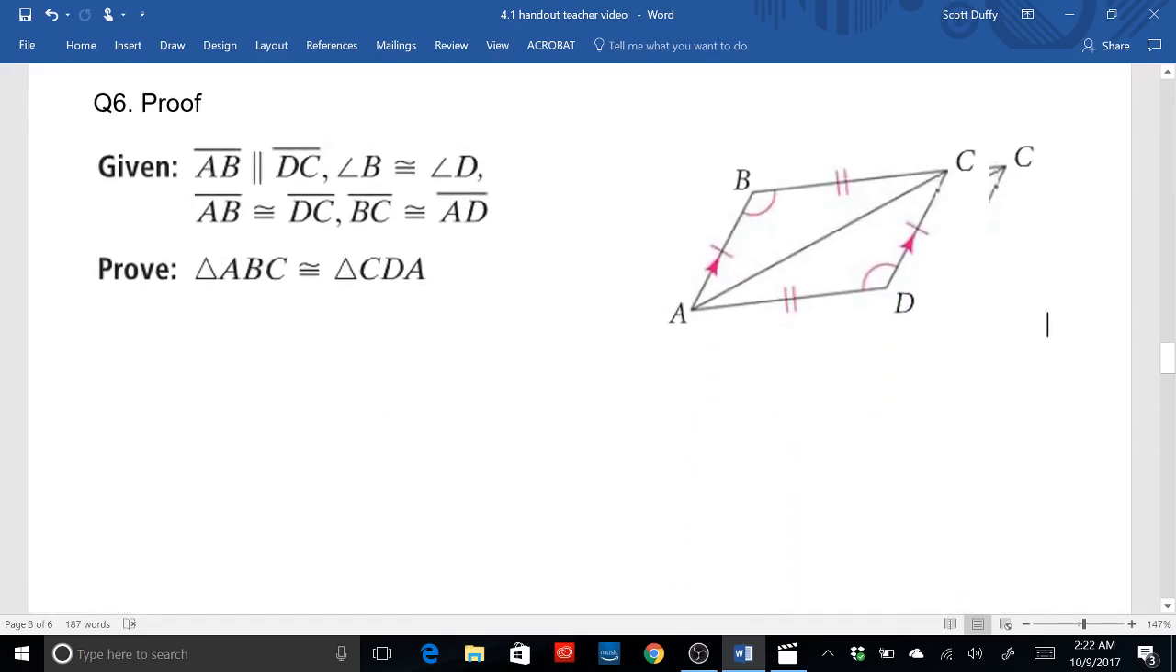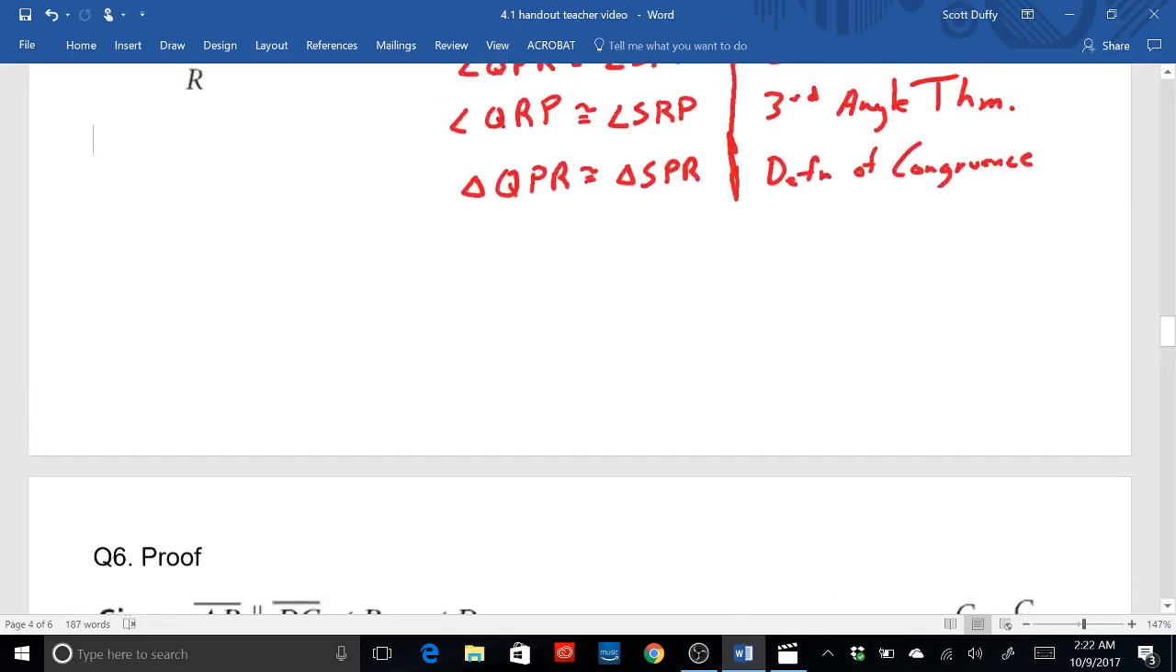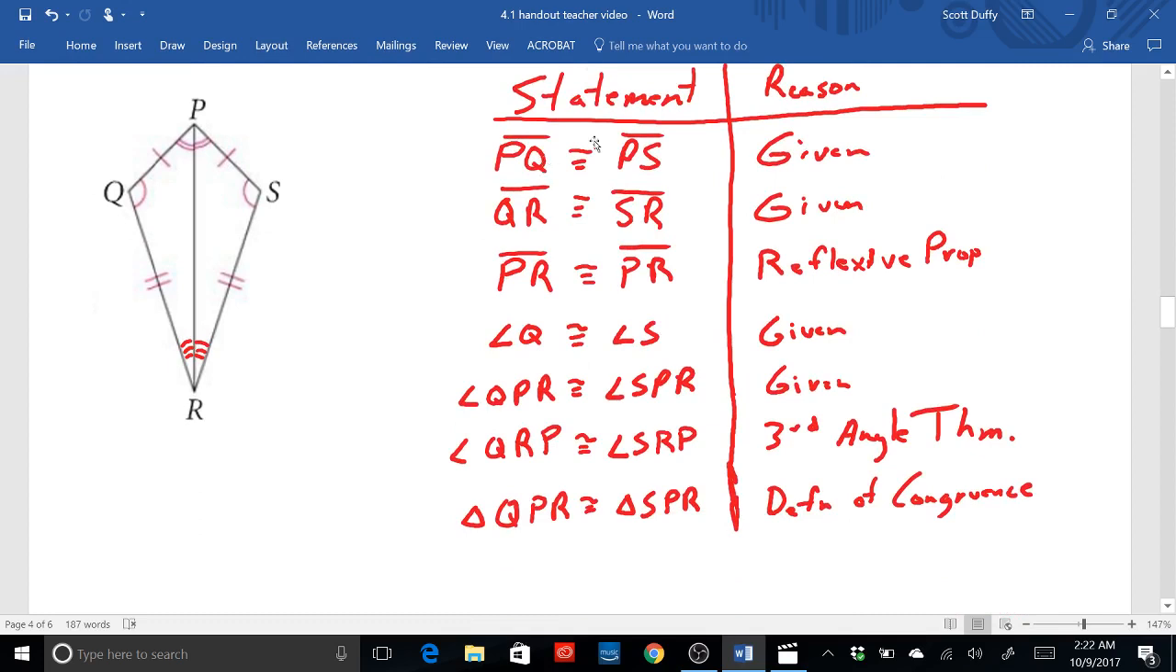Number 6, you're doing on your own. Please write down as statements and reasons. Make sure that you've written down all three side pairs and all three angle pairs. Tell me the givens, and then also tell me why for the third ones, for the ones that you don't know.